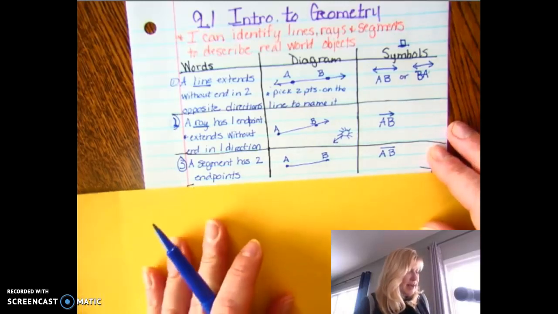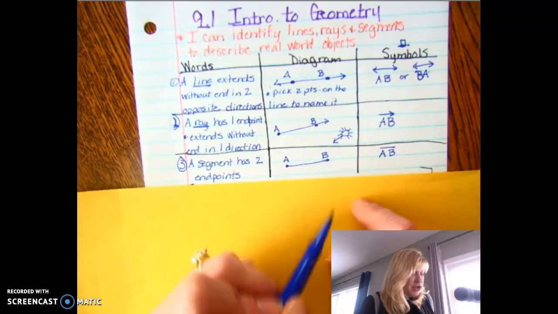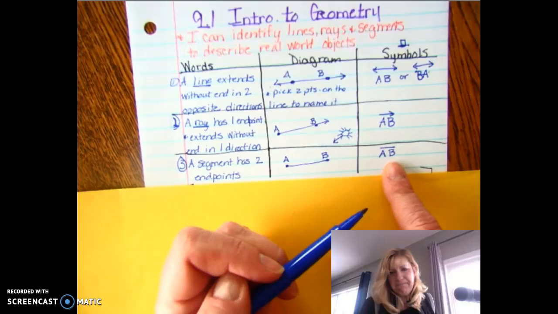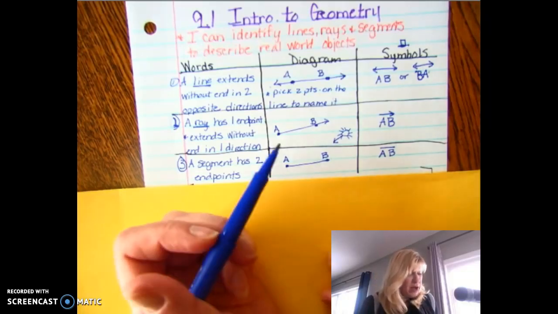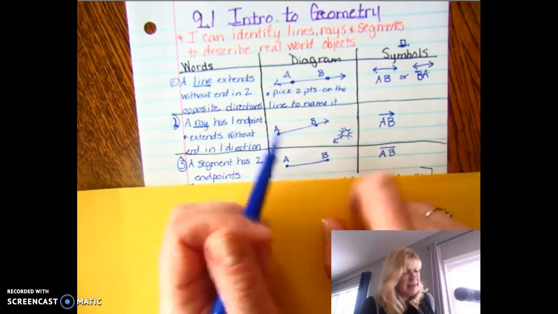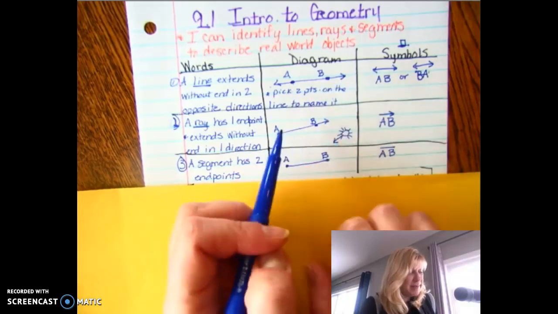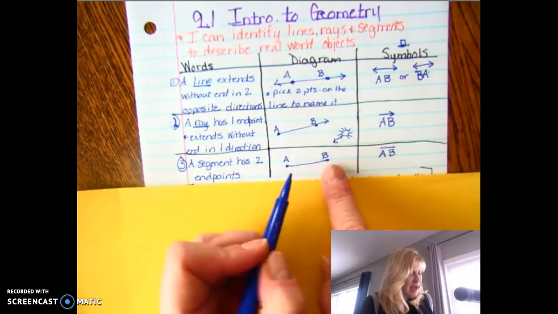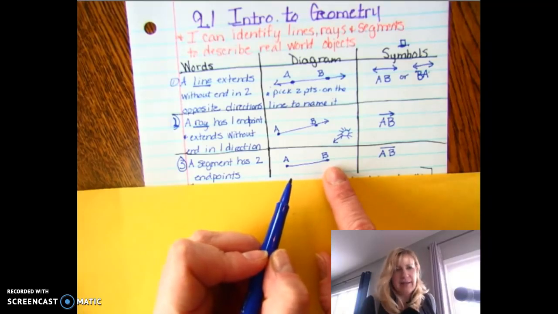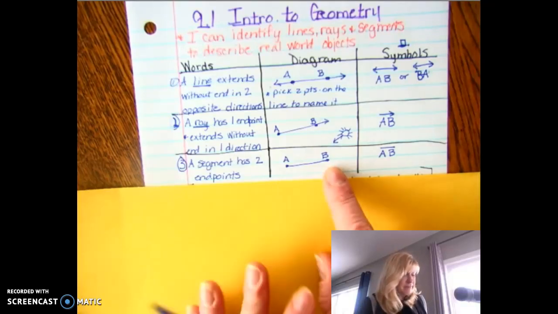A segment does have 2 endpoints. We are talking about this section, AB. We give it a hat that is just a simple line. Again, we could just name that part of this ray. We could name a segment that exists on this ray. We could name a segment that exists on this line. But when we're talking about a segment, we cannot ever make that into a line or a ray.